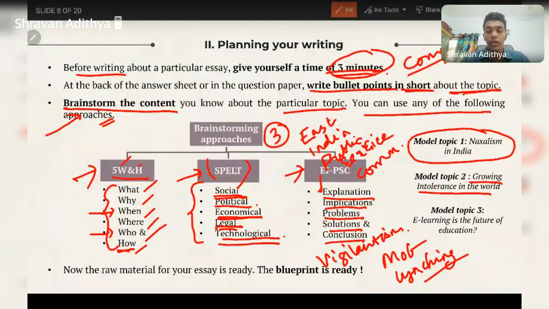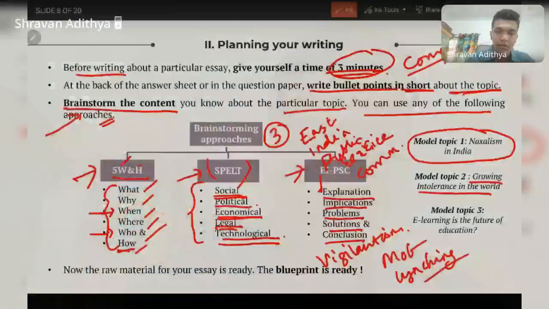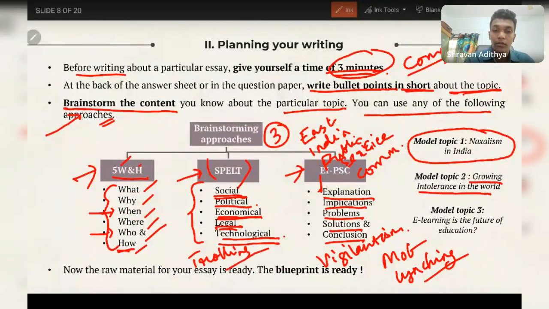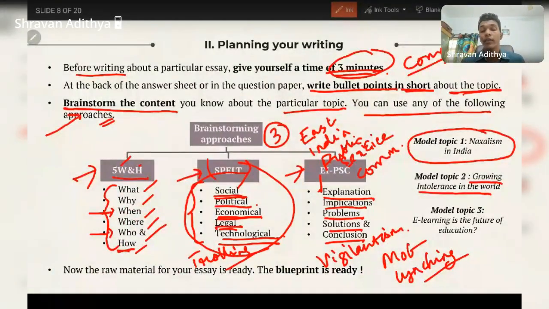And finally, the technological perspective, technology-driven intolerance. There is a huge digital divide between the rich and the poor, and between urban and rural people. The technology is increasing the intolerance. You can also cite media like social media, how trolling is happening, indiscriminate trolling, and people taking revenge against someone using technology, like revenge porn or whatever you can think of from the technological perspective. Social media is a place where people are growing more and more intolerant day by day. This is how you holistically brainstorm points for your essay. So this is the second approach, the SPELT approach.